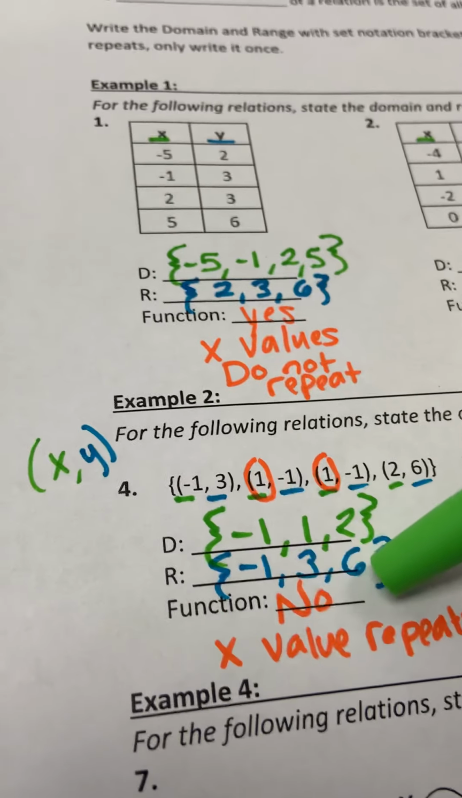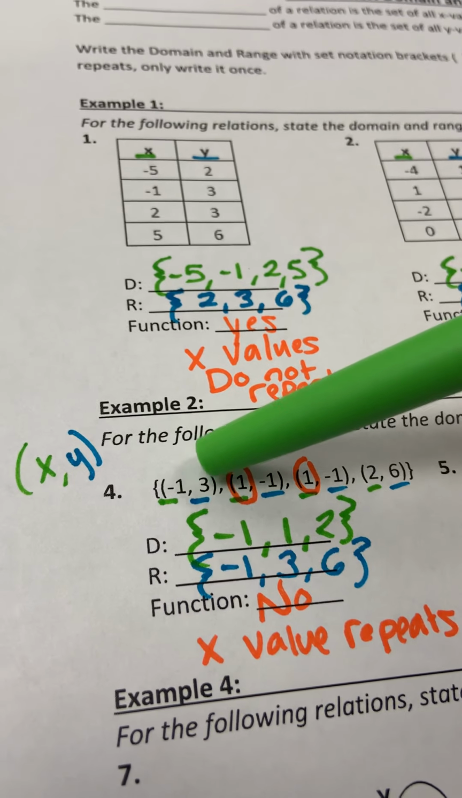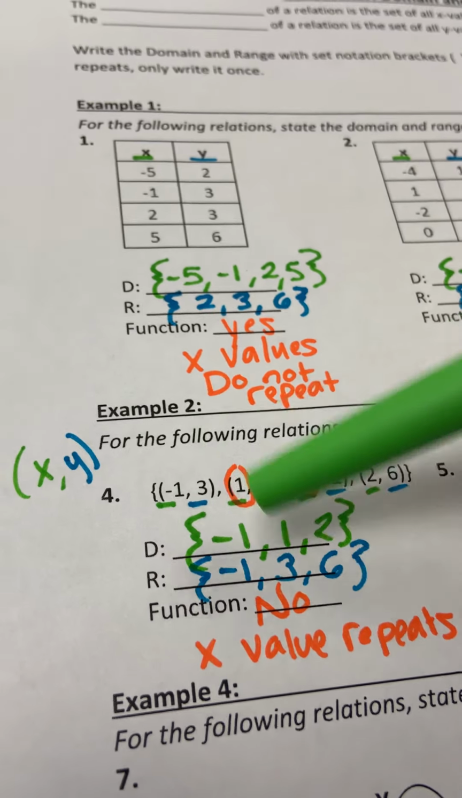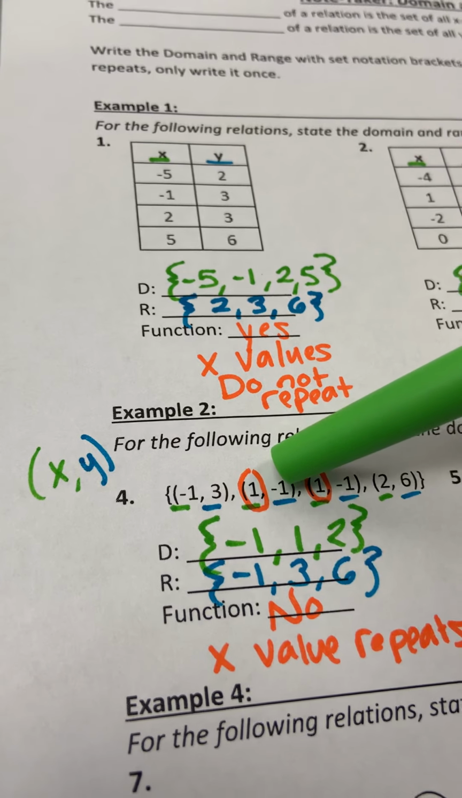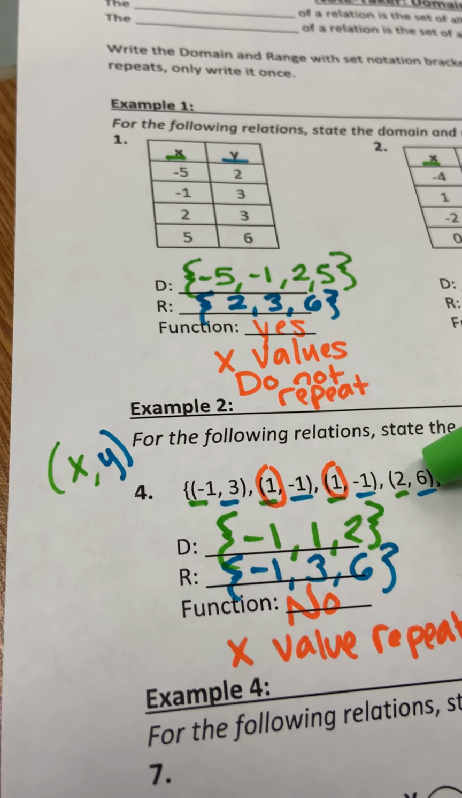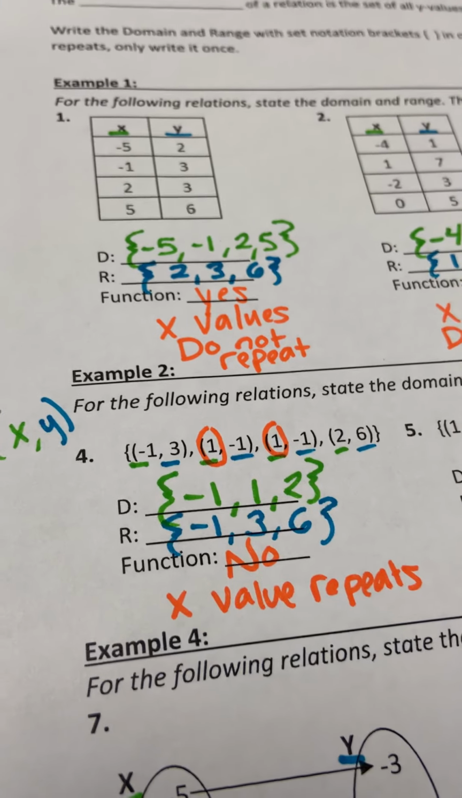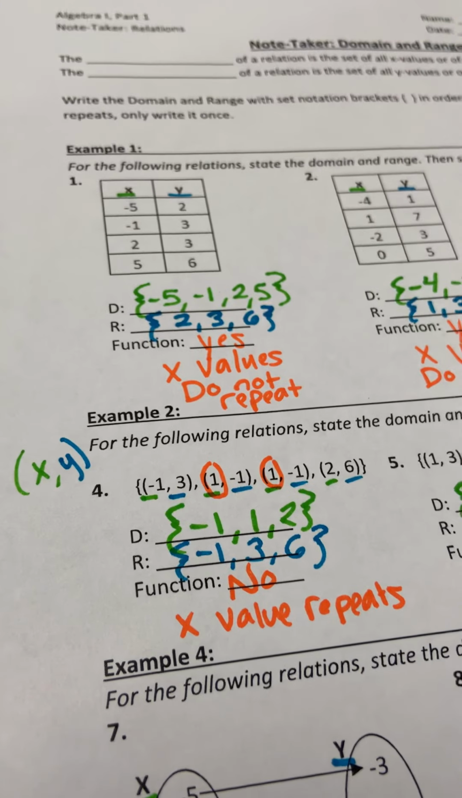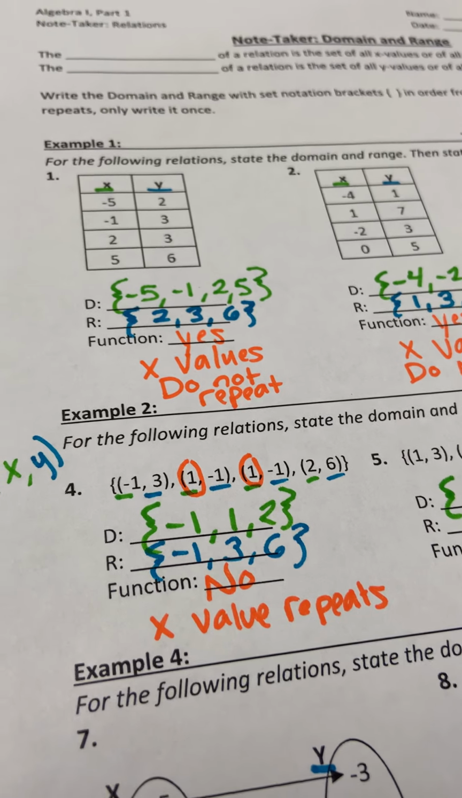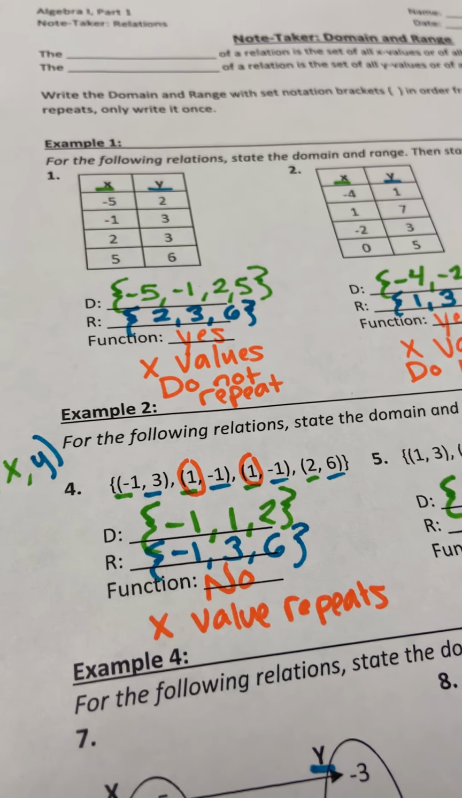And then again, for my range, which is my second number in my coordinate, we have a -1, a 3, and a 6 if I'm going in order from least to greatest. So again, in our Y values, -1 repeats, but that's okay. Y is fine. We're worried about X.